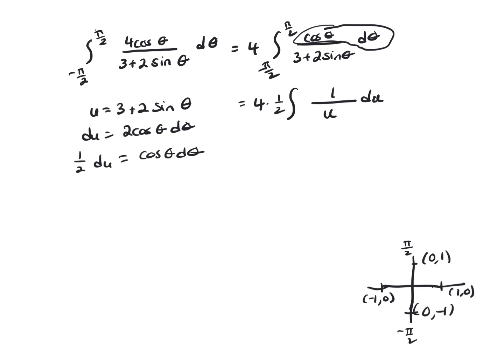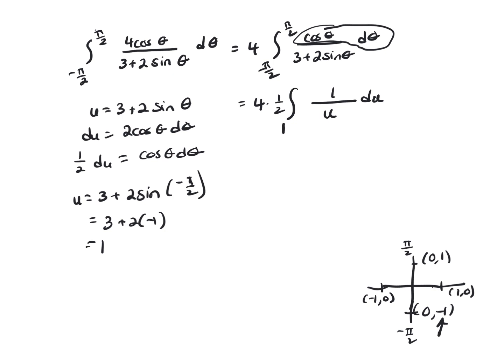So let's take a theta of negative pi over 2. u equals 3 plus 2 sine of negative pi over 2. Well, sine of negative pi over 2 is -1. So 3 plus 2 times -1, and that gives you 1. So I have a lower endpoint of 1.